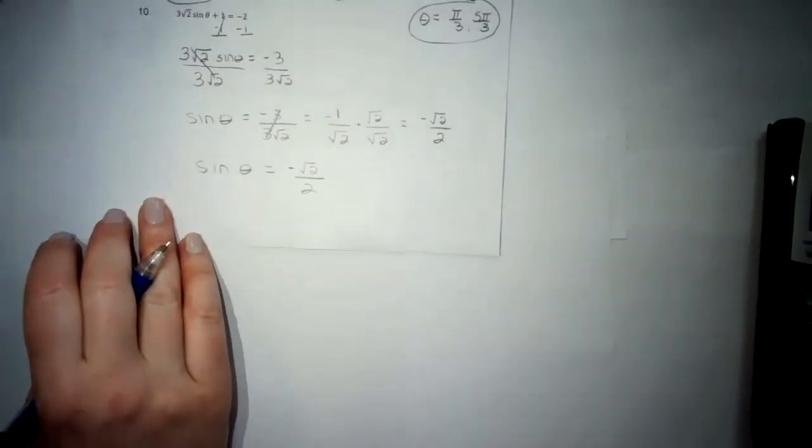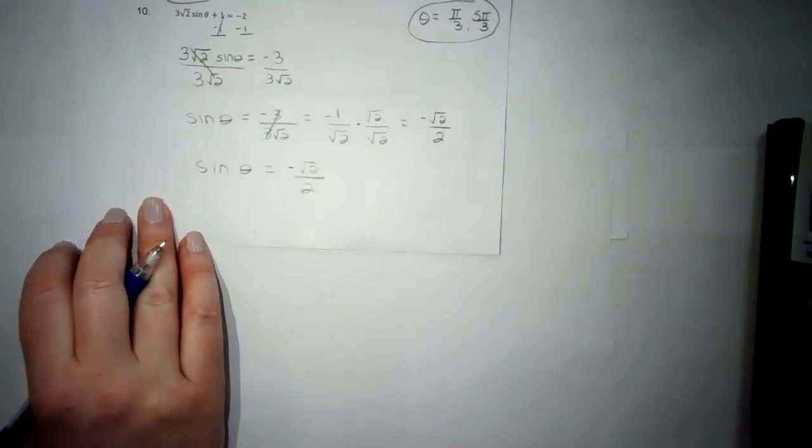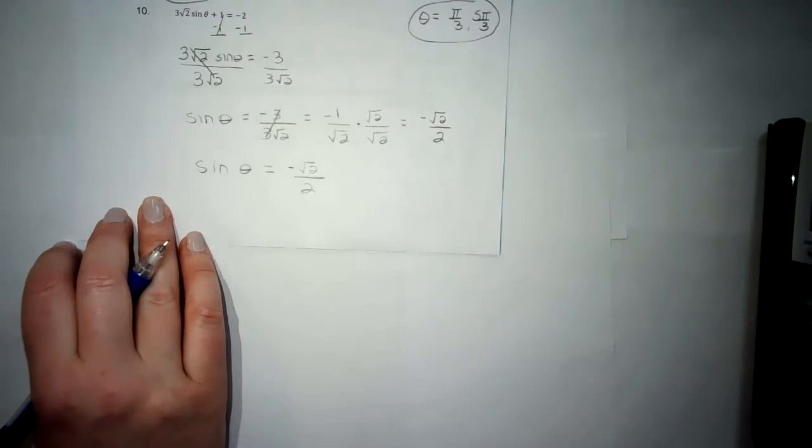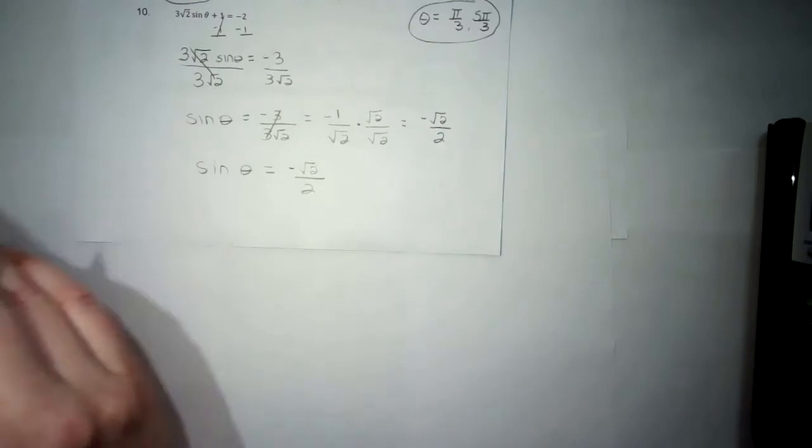So what I have is sine theta equals negative root of 2 over 2. Okay, is everybody okay getting that far with that equation? I just solved for sine theta. Okay, now we're going back to the unit circle, and we want to know everywhere that sine is equal to negative root of 2 over 2. How many answers are we going to have? 2, right? Because there's 2 places where it's positive and 2 places where it's negative.